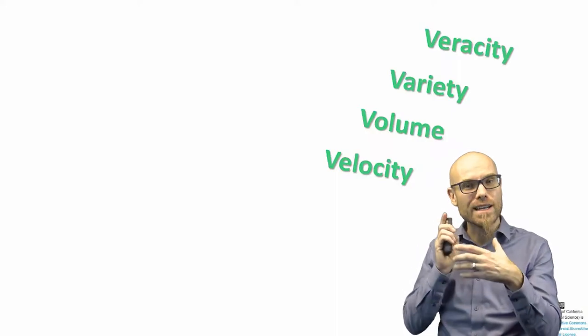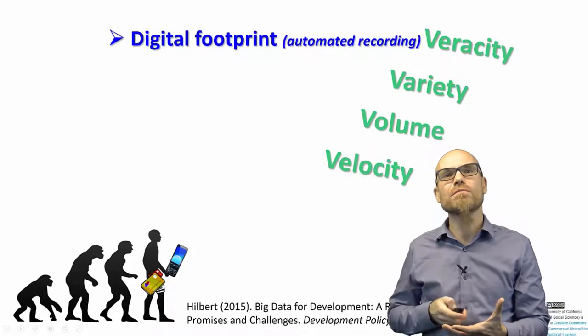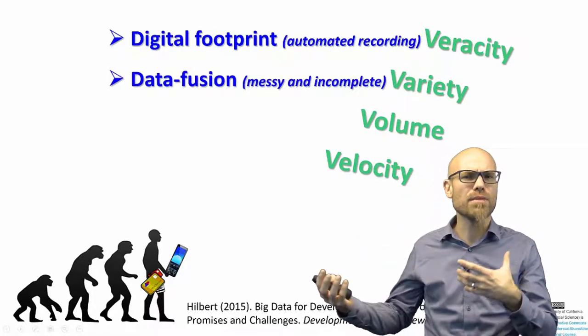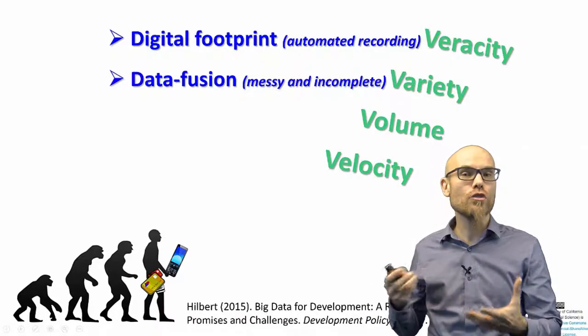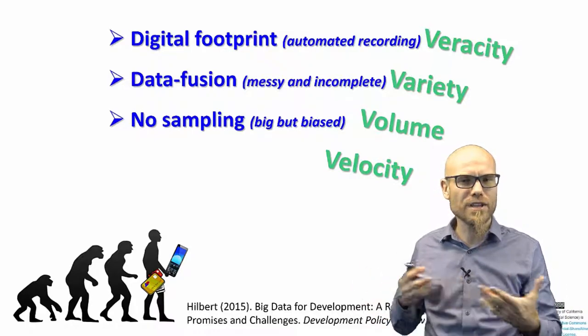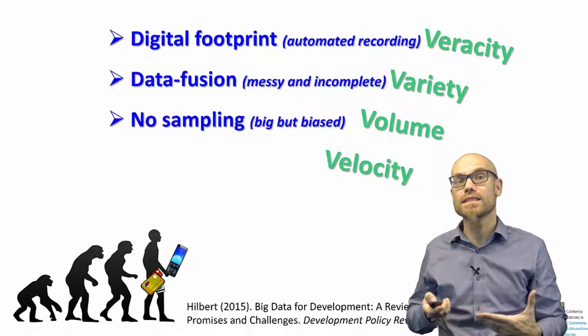or more concretely, first of all, the digital footprint, right? You leave this digital footprint behind. Data fusion: this digital footprint is always messy and incomplete, but stitched together with different complementary data sources. No sampling. I don't work with a limited sample. I just work with the entire population, the entire universe. But this can also be biased, right?